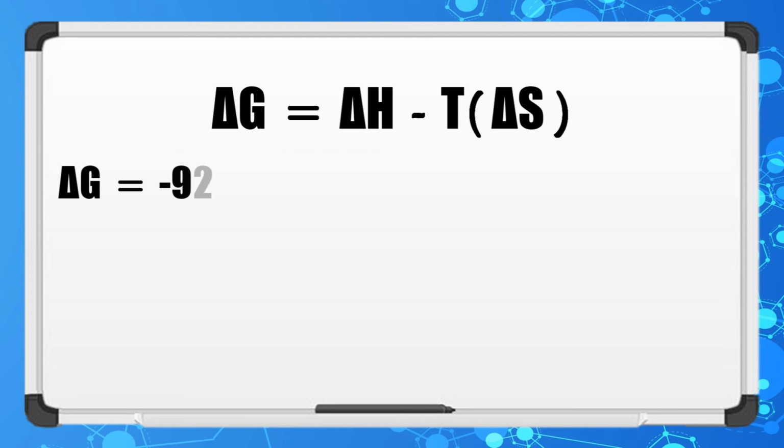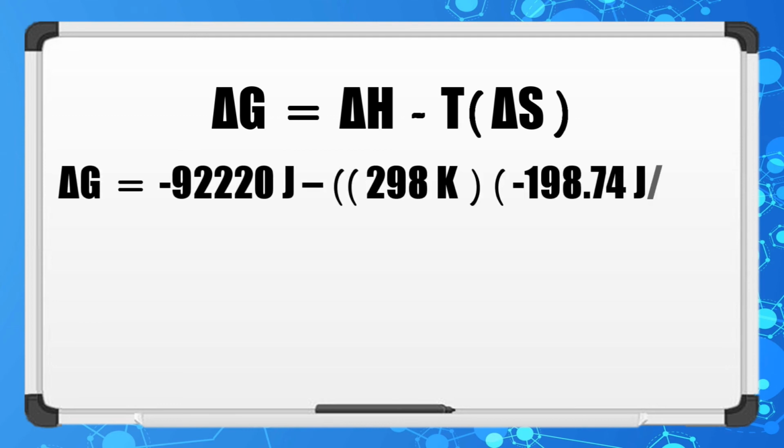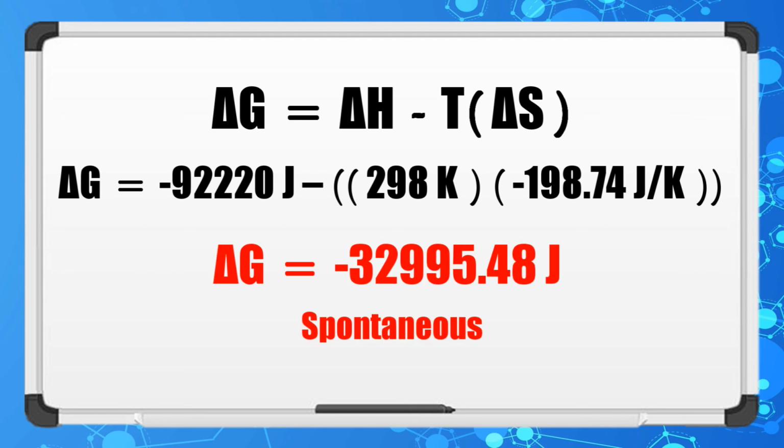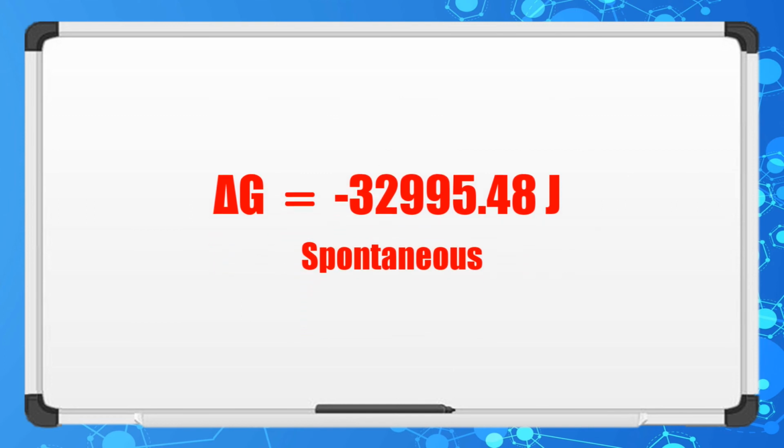Now that we have delta H and delta S, we can now compute for the Gibbs free energy. We use the formula for delta G, then substitute the values of delta H and delta S we had just obtained and then simplify. Delta G will be equal to negative 32,995.48 joules. The value is negative, which means that the reaction is spontaneous at room temperature. Both delta H and delta S are negative, indicating that the reaction is only spontaneous at low temperatures.